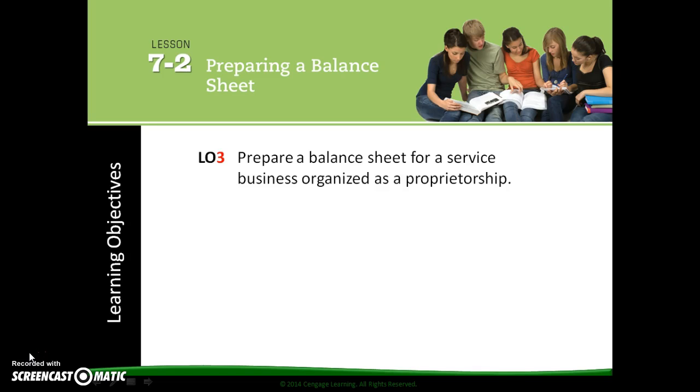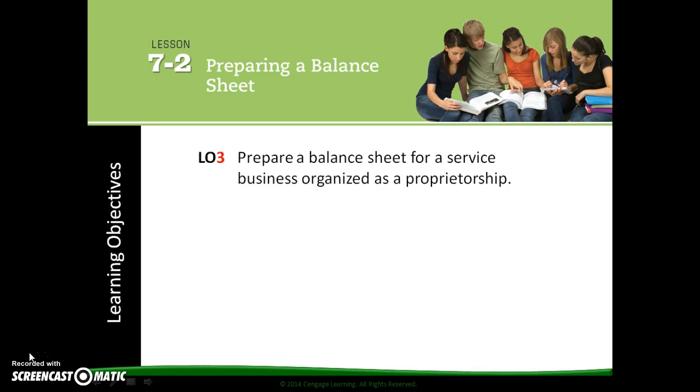The second section here is where we're actually going to prepare the balance sheet. The balance sheet, again, is something that compares or presents information as of a specific date, okay? And it's indicating the financial health or the financial condition of the business. So the learning objective for today is for us to prepare that balance sheet for a service-based organization that was a proprietorship.